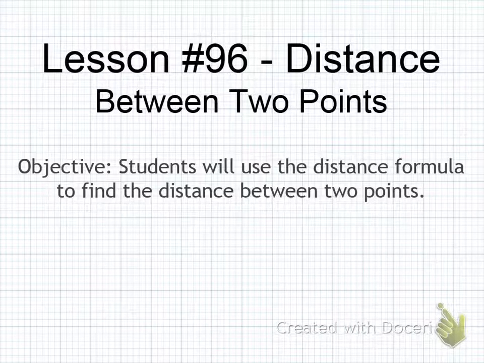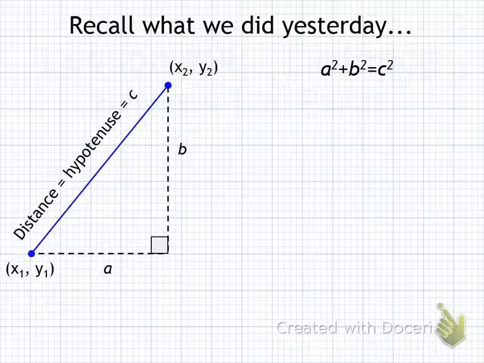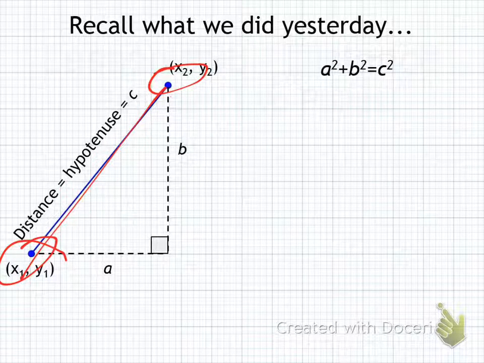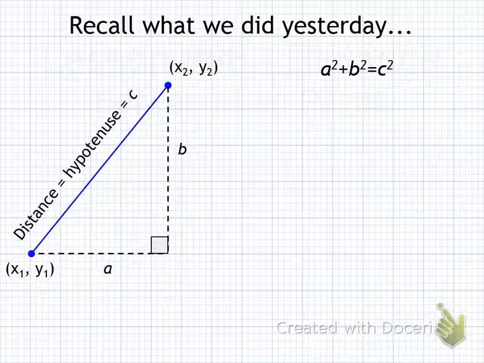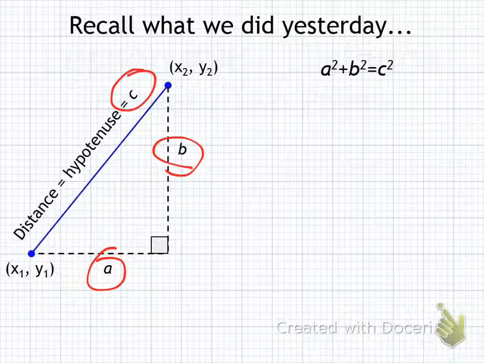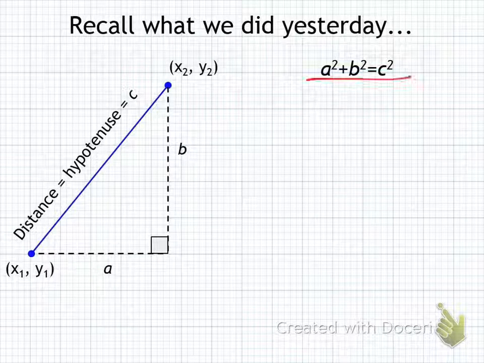This is useful because sometimes the points aren't exact, right, and it might be difficult to count, or maybe they're really far apart, so it might be difficult to count that way. So that's why the distance formula is useful to us. Let's look at what we did yesterday. We were given 2 points and we wanted to know the length of the segment between them. So we created this right triangle. We looked for A and B, and then we were able to find C using the Pythagorean Theorem.